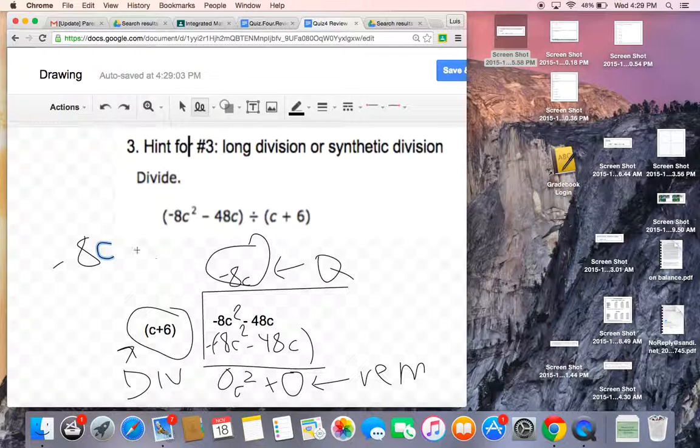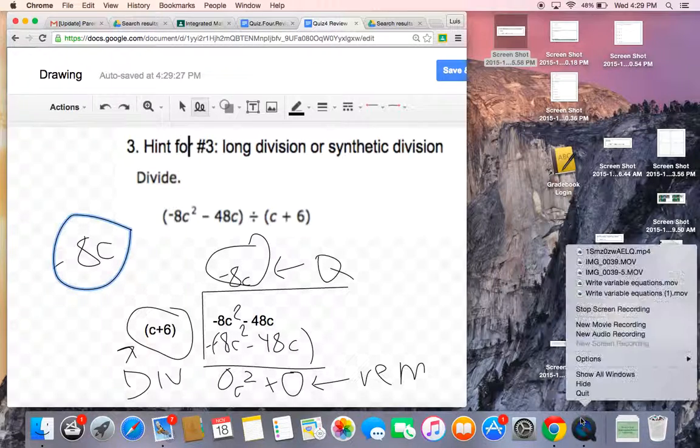But since my remainder is 0, I'm going to have 0 over c plus 6, which is just 0, right? So I'm just going to leave it the way it is, and this is my final answer, negative 8c, by looking at this upper portion in here.